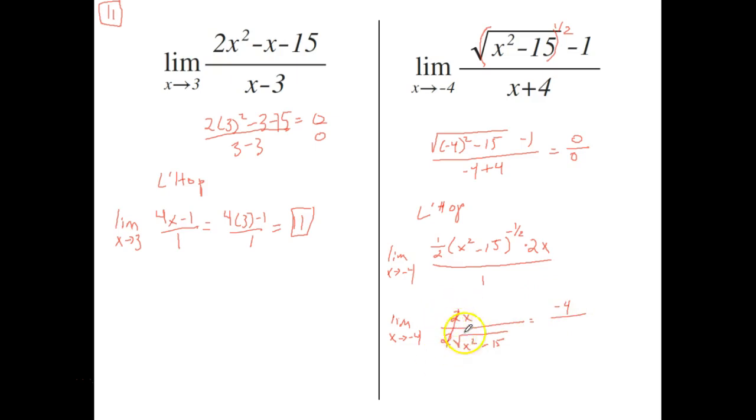Notice I cancel out those 2's, so I'm just ignoring them. All over the square root of negative 4 squared minus 15. Okay, that's going to give me negative 4 all over, that's going to be 16 minus 15, which is just 1. Square root of 1 is 1. So my answer is negative 4.